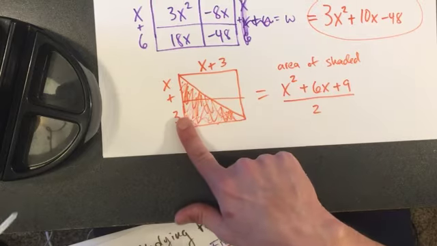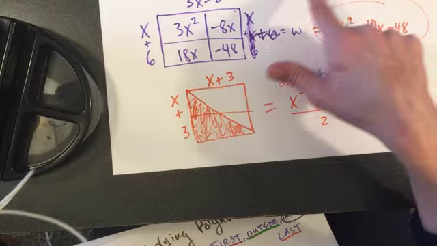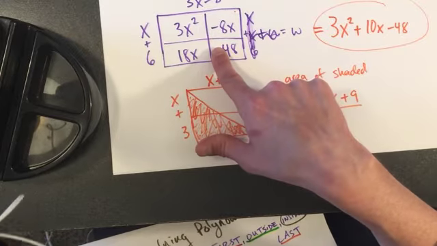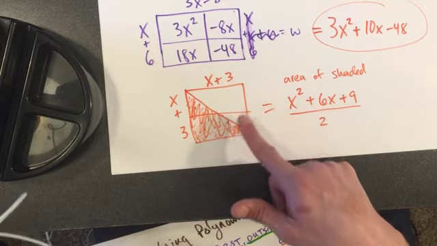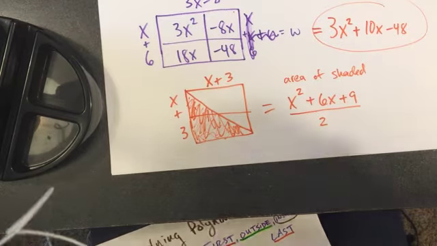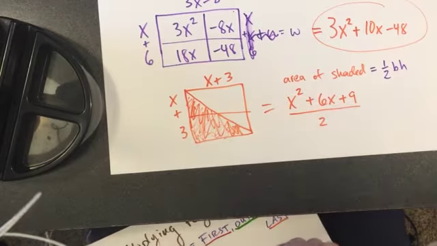You can still plug them in because the area of an object is length times width, the area of a square or a rectangle. The area of a triangle is just length times width divided by 2 because it's 1/2 base times height.